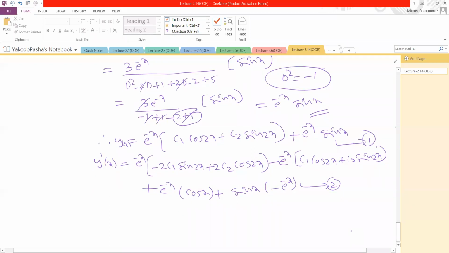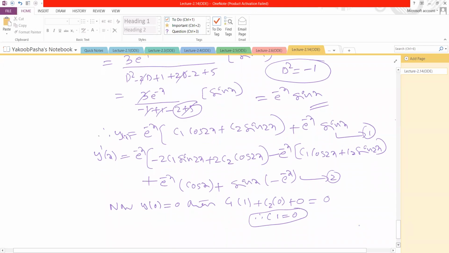Now apply the boundary conditions here. First boundary condition, y of 0 is equal to 0. That means x is equal to 0 and y is equal to 0. So here we get c1 cos 0, cos 0 is 1, plus c2 sin 0, sin 0 is 0, plus e^0 is 1, sin 0 is 0. This is completely 0 equal to 0. So c1 value is 0.